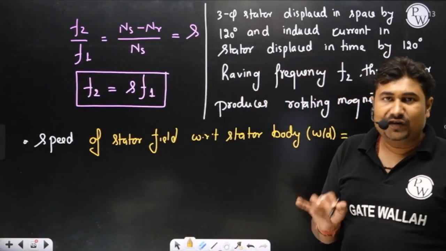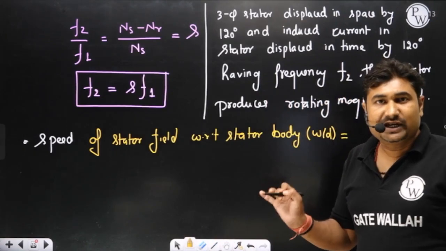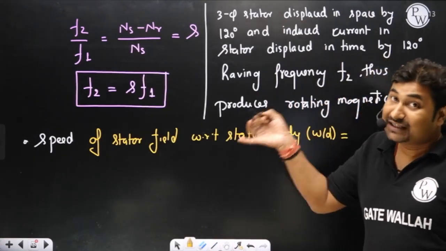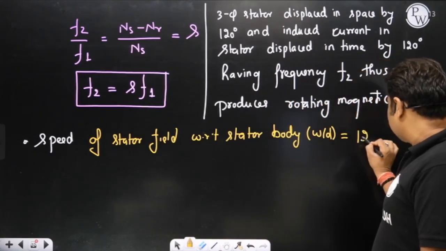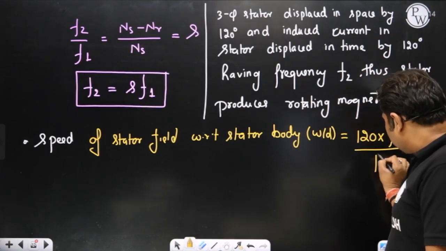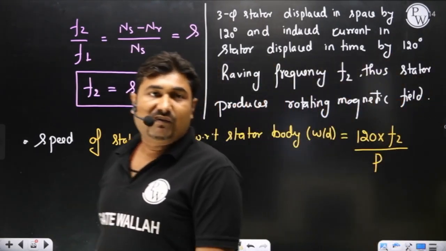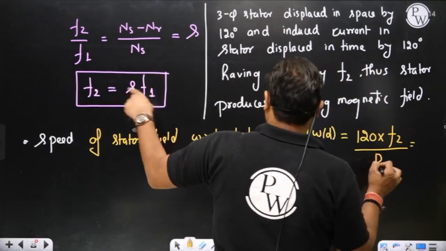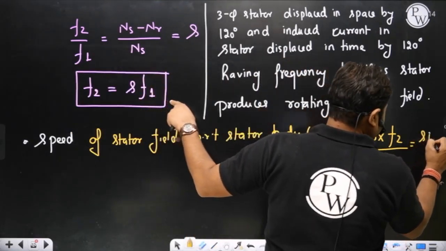Sir, the speed of the field produced by the current flowing in the winding always depends upon the frequency of the current in the winding. So what is the frequency of current in the winding? Sir, the stator has frequency F2. The number of poles of stator and rotor are the same, so this becomes 120 F2 by P. And F2 is equal to S F1, so you can write, sir, S NS.